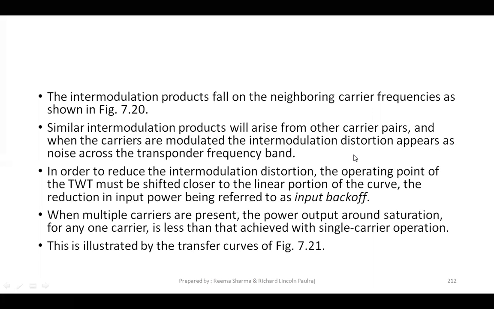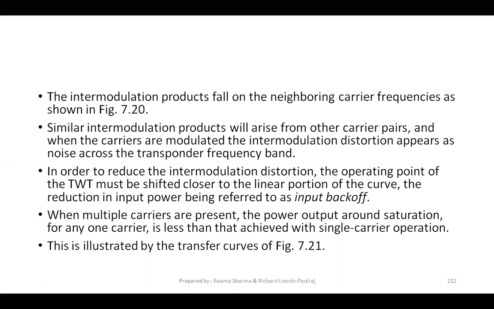So why is this intermodulation? Because we are referring to many modulation techniques, AM, PM, FM, so we will have a distortion. It appears as noise across the transponder frequency band. So it appears as a form of noise, and noise is normally not needed when we are communicating from one point to another.